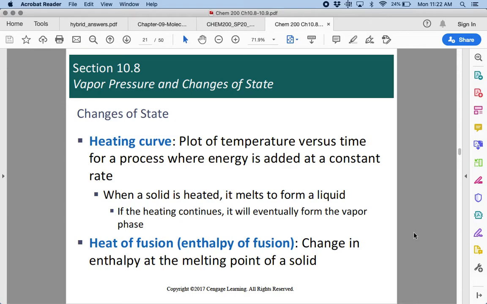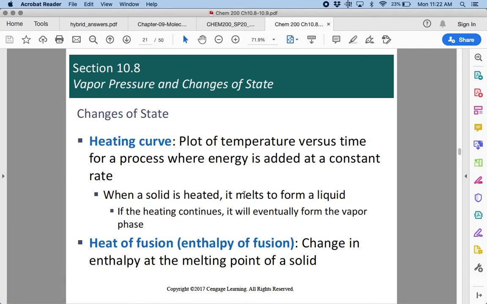So we can look at these changes in state, right? These going from solid to liquid to gas, or solid to gas, or liquid to solid. These different changes of states of matter can be examined by looking at what we call a heating curve. This plots temperature versus time, where energy is added at a constant rate. So again, remember, for the purposes of what we talk about, heat is a form of energy.